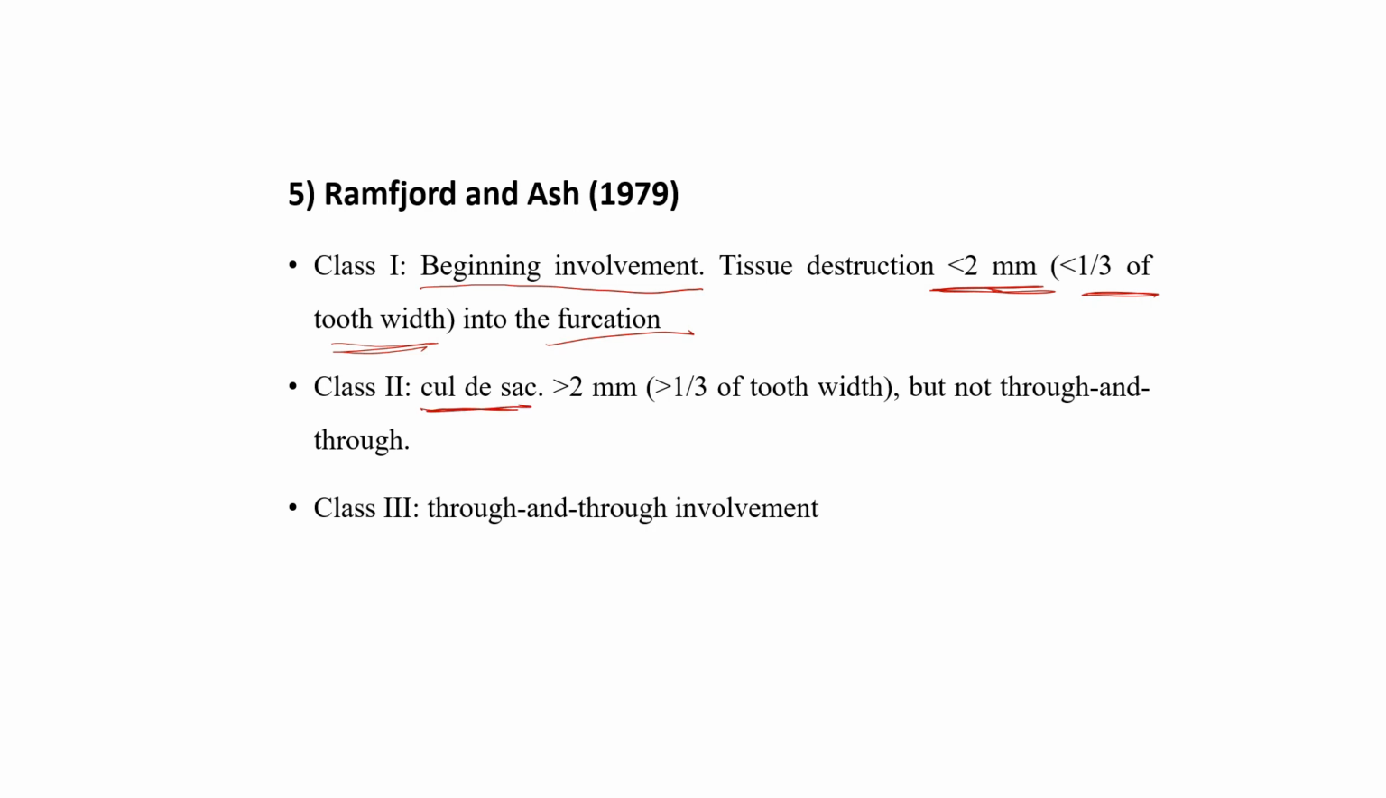Class 2, it is cul-de-sac type, that is, one end is open and the other end is closed. The destruction of the bone horizontally is greater than 2 mm or greater than 1/3 of the tooth width, but it is not through and through furcation involvement. Class 3, there is through and through furcation involvement.